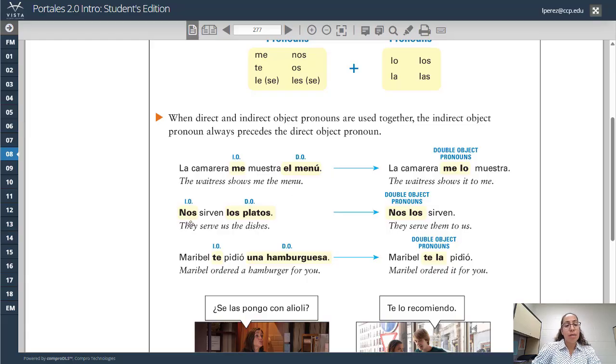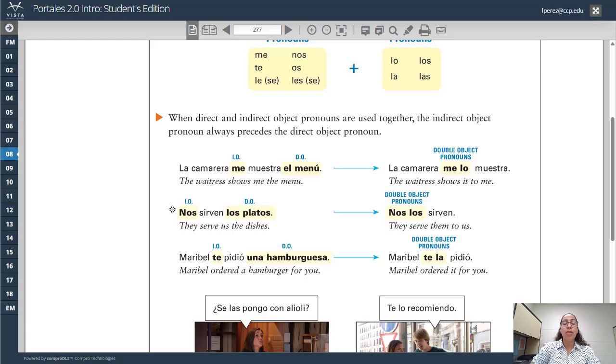Let's look at another sentence. Nos sirven los platos. They serve, because when it's plural like that, we can assume it's like a group. They serve. They serve what? Los platos. They've identified our direct object. Who receives those platos? Nos.